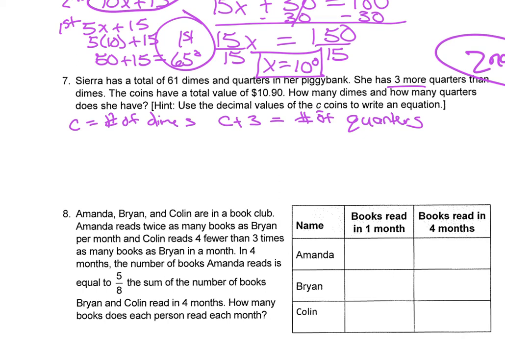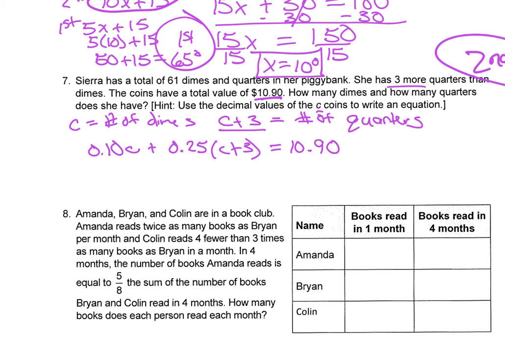Now, they told us to use the value of them also. So a dime is worth 10 cents, right? Because we've got to find the total cost here with the values. So 10 cents for each dime, right? So however many coins we have, that's going to represent C for dimes, plus a quarter's worth 25 cents. And a quarter is C plus 3, needs to equal our total value.